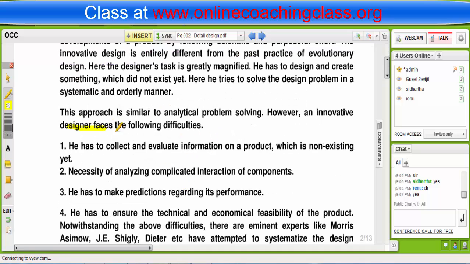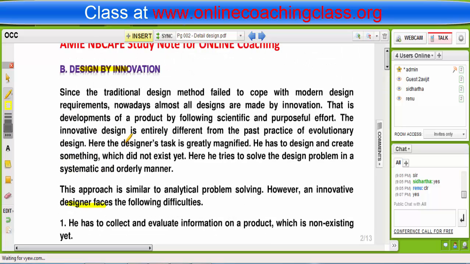What are the difficulties? See, in innovation, the name suggests, you have to invent something. Invent means a product which is not present in the market. You have to invent something new. But this invention is not like that you work on it for a long time and just invent. No, you have to invent for any requirement, I rather say any customer need, in an orderly manner.